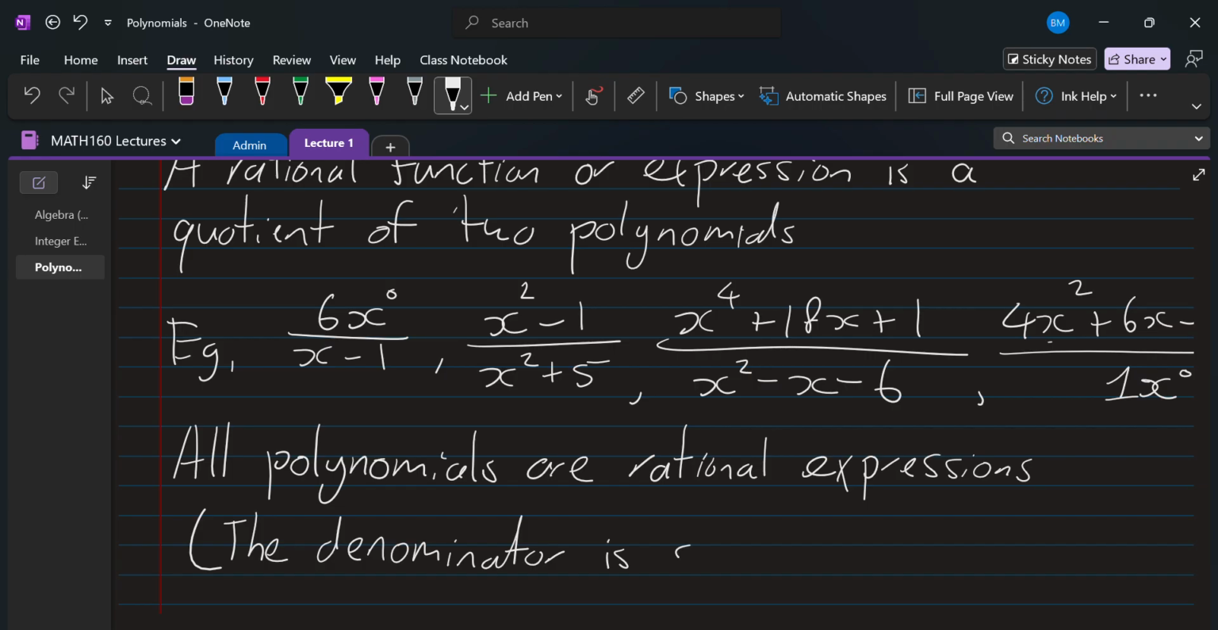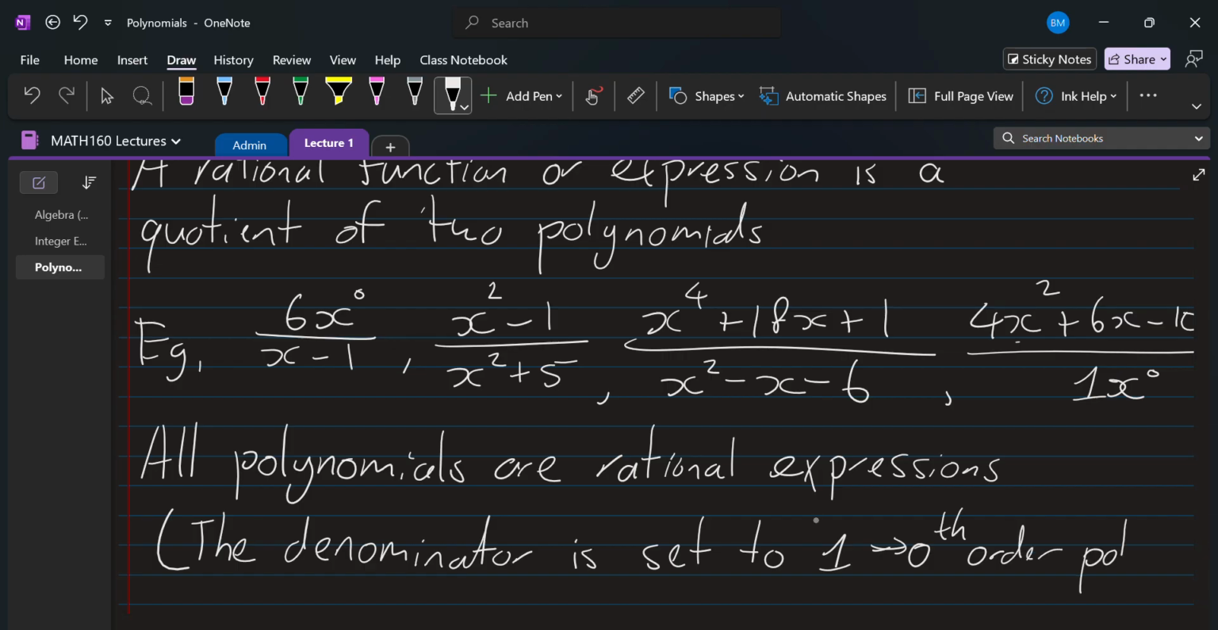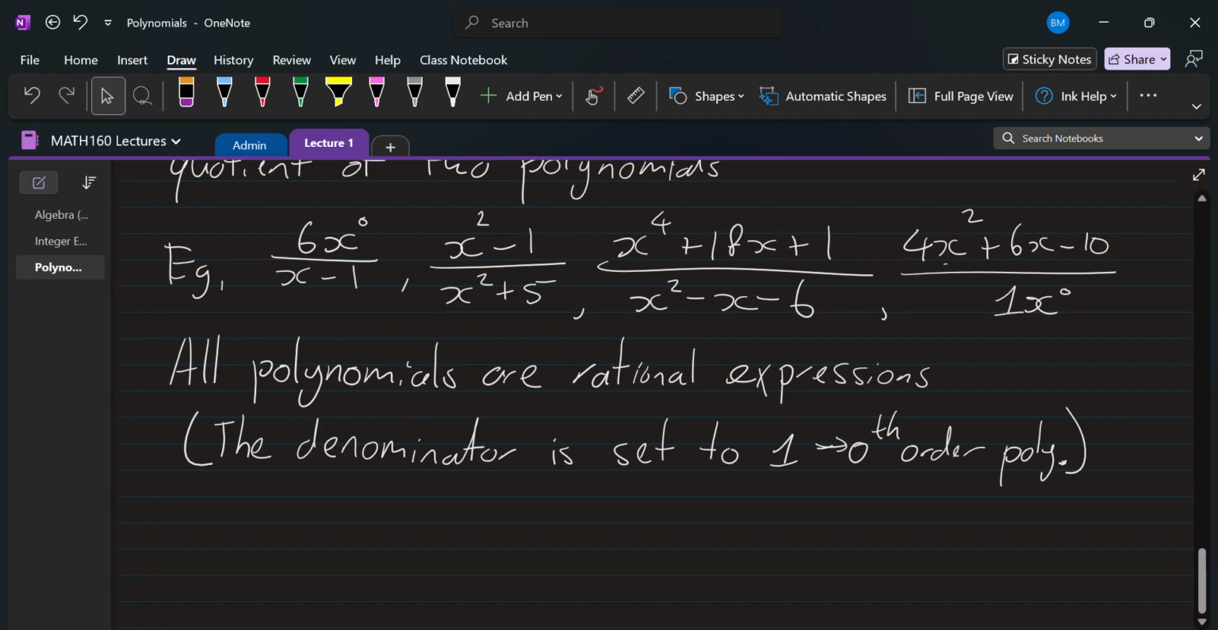So that last example tells us something quite interesting. The 1 in the bottom, we could just not write it. And what that means is that polynomials are also rational expressions. Because we just take a polynomial, we set that to be the numerator, the denominator we just call 1, and we've got ourselves a rational expression. So all polynomials are also rational expressions.